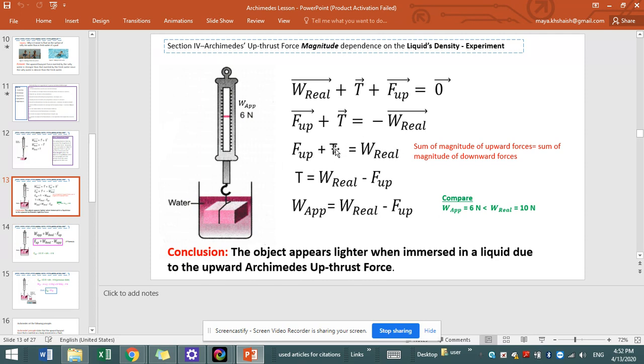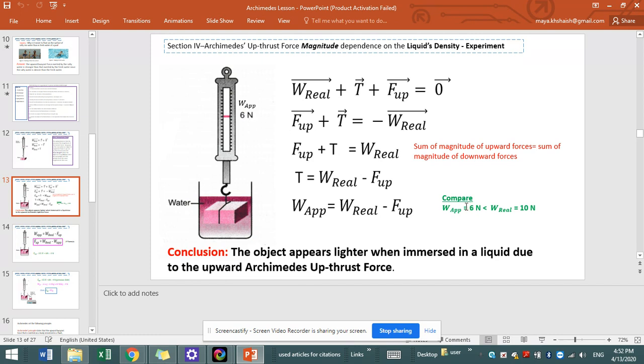So T remains on this side. Bringing F upward to the other side, we get T is equal to real weight minus the upward force. So here, the object appears to be lighter, appears to be having an apparent weight equal to 6 Newton. Why? Since there is an upward force opposing the downward force, making the object appear lighter. Just as the case when you try to hold your friend in the pool and you find him or her to be lighter. Why? Due to the upward force that opposes the real weight, letting it appear to weigh less.